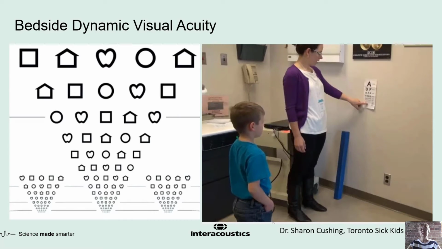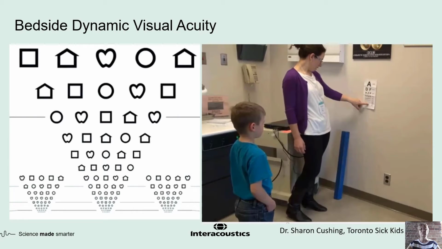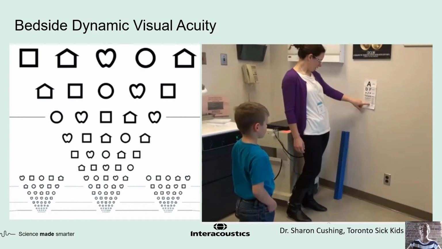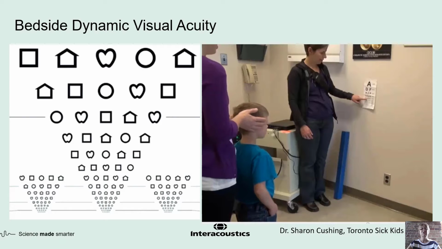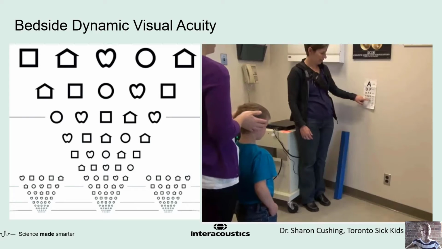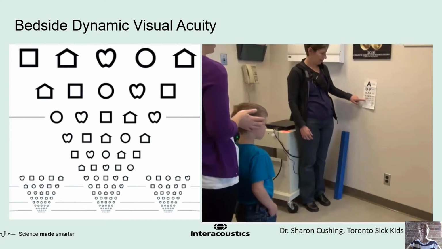Here's an example of Dr. Sharon Cushing doing dynamic visual acuity in the bedside manner. So here she has a chart on the wall. This young patient is reading this chart until he can no longer repeat the letters back clearly. Then she starts to move his head and then asks him again to read the chart down from the bigger letters to the smaller letters until he can no longer read the letters clearly.